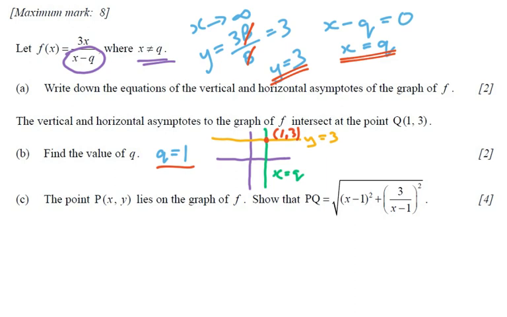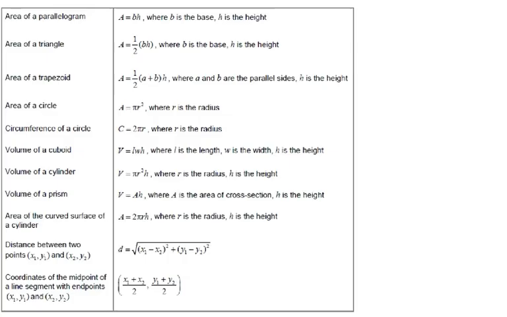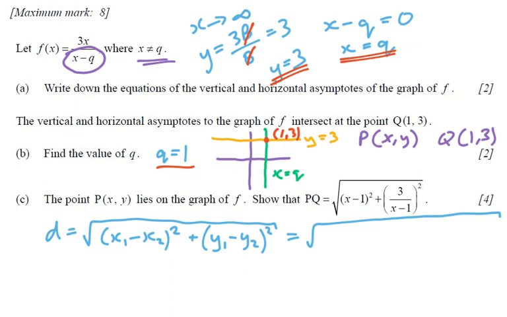Part C, we're finding the distance between two points. So we're going to be using this formula here, which I'm just going to copy across. That's the formula, and the two points we're looking at are P and Q. So I'm going to label them. P is going to be my x1, y1, and Q is going to be my x2, y2, and then I'm just going to substitute in. So it's x1 minus x2, so that would be x minus 1 squared, plus the second one, which is y1 minus y2, so that is y minus 3 all squared.